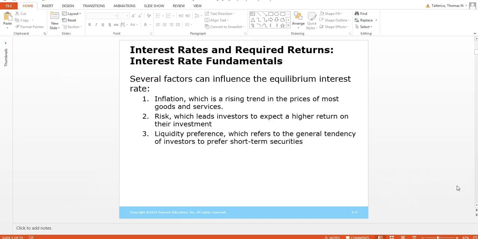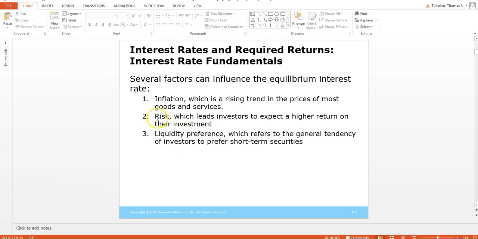Basically, interest rates are tied to the money supply, which they don't really tell you here. But inflation is basically a rising trend in the prices of most goods and services, and as you are aware, inflation is going up a little bit. So the Fed is trying to tame it. And how is the Fed trying to tame it? By increasing interest rates, which lets companies not borrow as much, and they try to slow down the overheating economy.